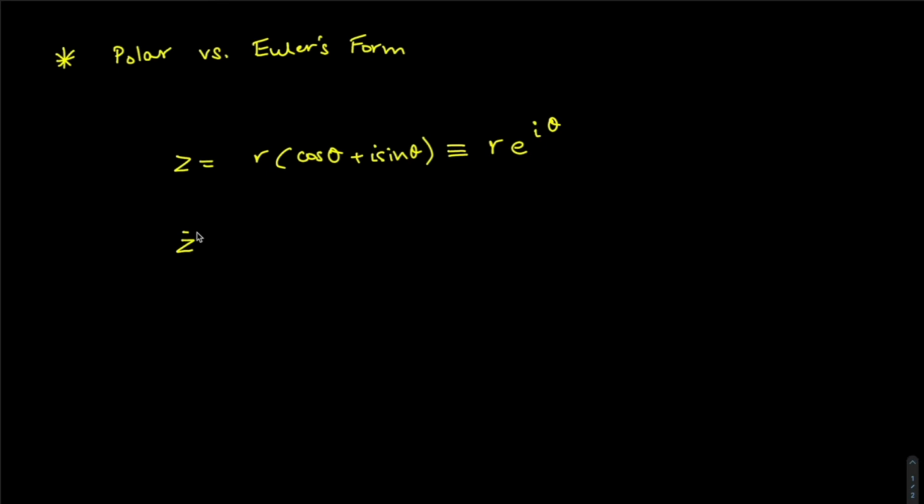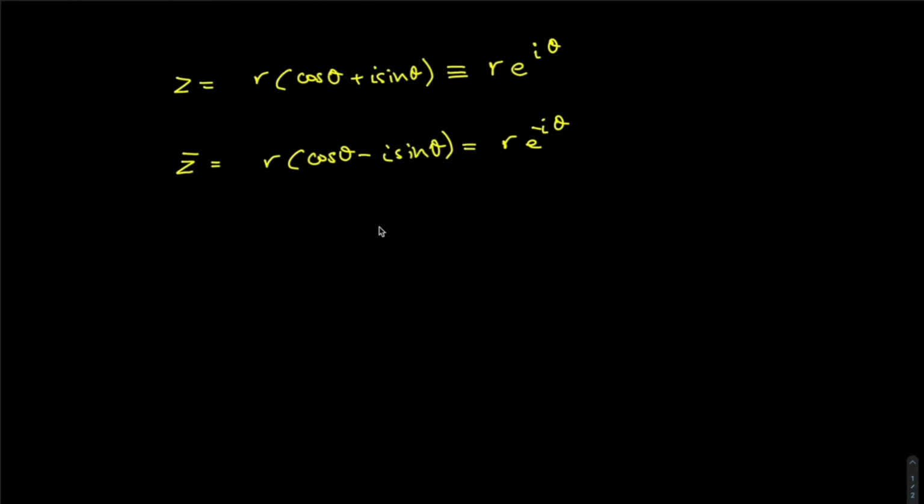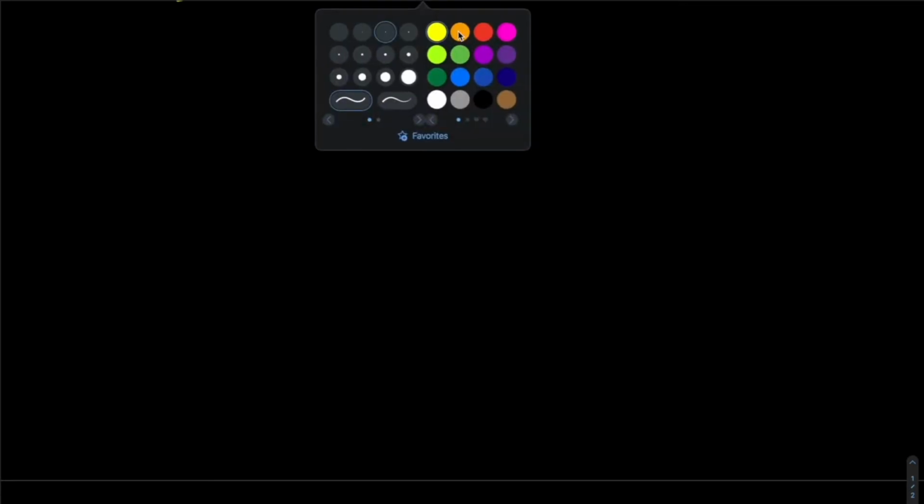And then we have our conjugate, which is r cos theta minus i sine theta, equal to r e raised to the power minus i theta, right? So this is the relationship between both of them, right? And now for those who are really curious how we get this, I'll just show a quick derivation of it as well.